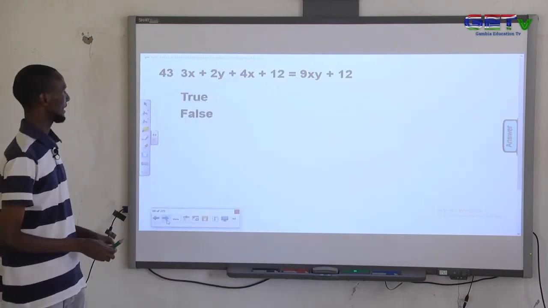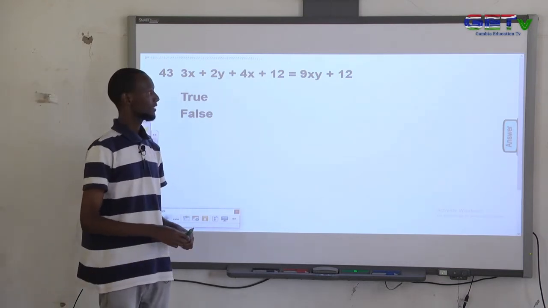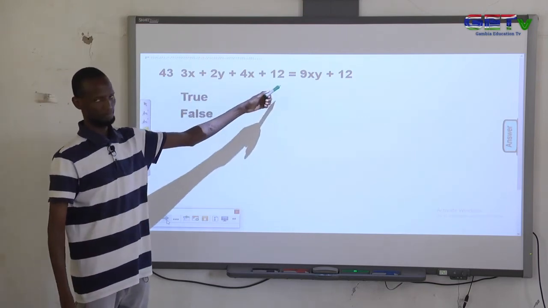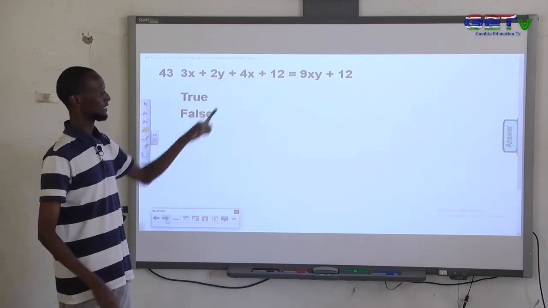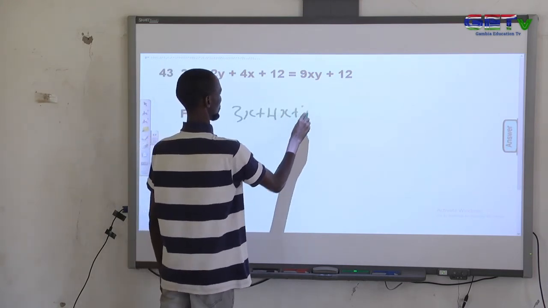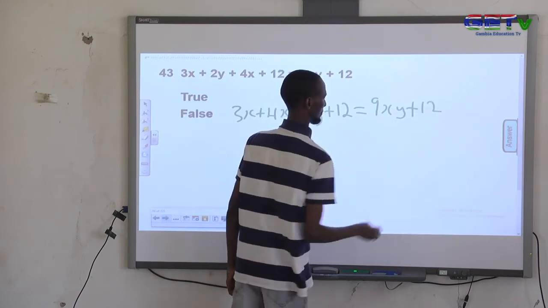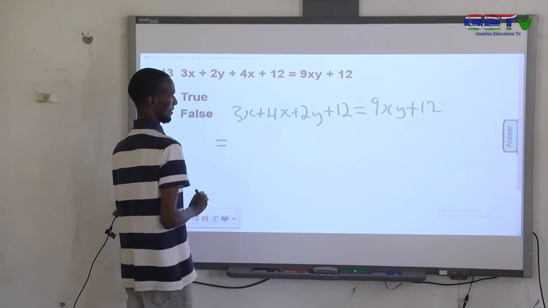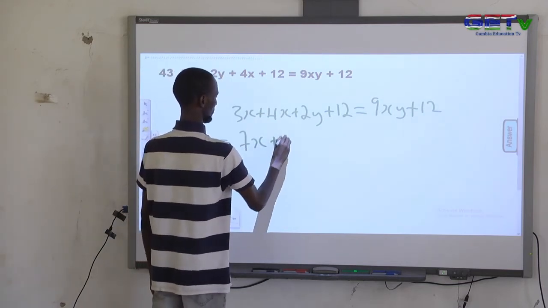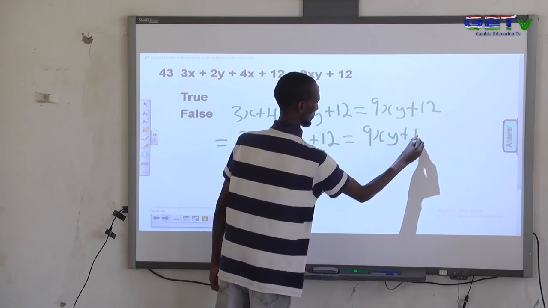It's not true. Now, let's take this one also. 3x plus 2y plus 4x plus 12. Is that the same as 9xy plus 12? Now, let's determine any like terms there. Yes, we have 3x and 4x are like, so those can be added. So that's going to give you 3x plus 4x plus 2y plus 12. Now let's see. 3x plus 4x, we know now that will lead us to having 7x plus 2y plus 12. Is that the same as 9xy plus 12?